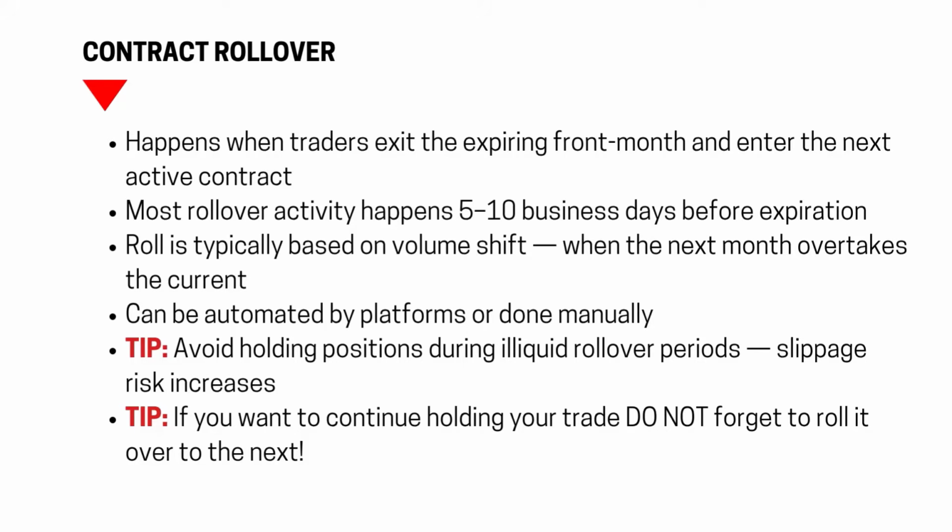Now, don't forget, futures contracts have a finite lifespan, so when traders are exiting the expiring front month, that's the one with normally the most volume in it, and entering the active contract, what a lot of the traders are doing, probably either getting out beforehand or rolling it over, hence the contract rollover terminology there. And most rollover happens between 5 to 10 business days before expiration, and it's normally on a volume shift when the next month overtakes the current. It's obvious when you see it on your trading portal.